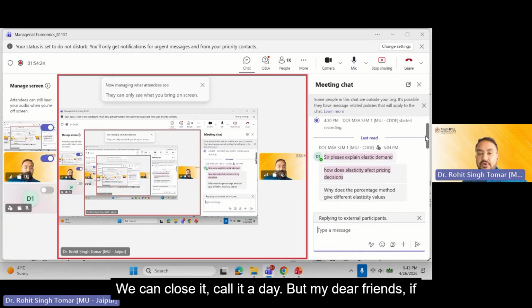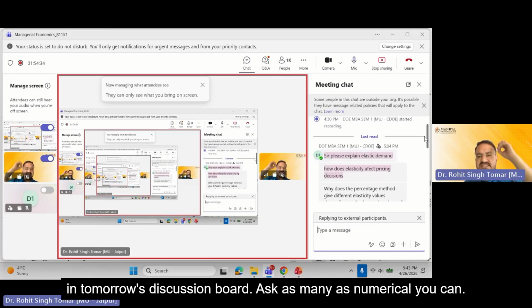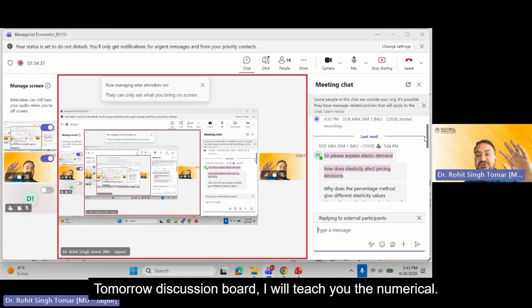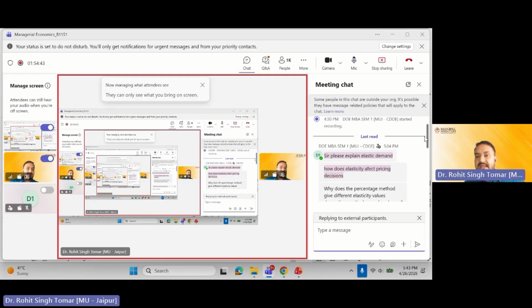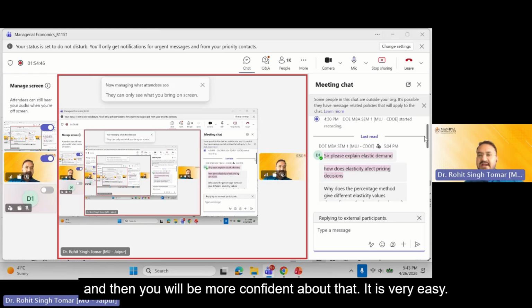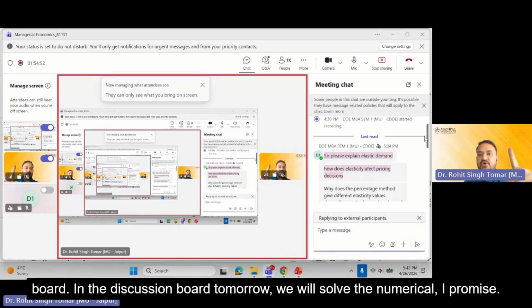But my dear friends, if you do not understand this lecture, it is a bit tricky. Just see the recorded lectures and come prepared to tomorrow's discussion board. Ask as many numericals as you can. Tomorrow on the discussion board, I will teach you the numericals. Various types of numericals on all these 4 or 5 types of price elasticity. And then you will be more confident about that. It is very easy. It is not difficult. Right? Come up with the questions tomorrow on the discussion board. In the discussion board tomorrow, we will solve the numericals.